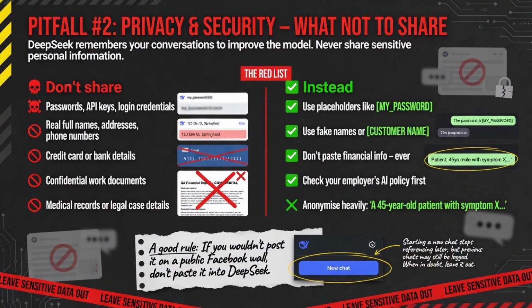Pitfall number 2. Privacy and security. What not to share. DeepSeek remembers your conversations to improve the model. That means you should never, ever share sensitive personal information. The red list: never share. Passwords, API keys, login credentials.